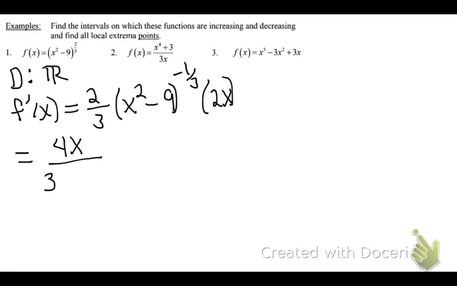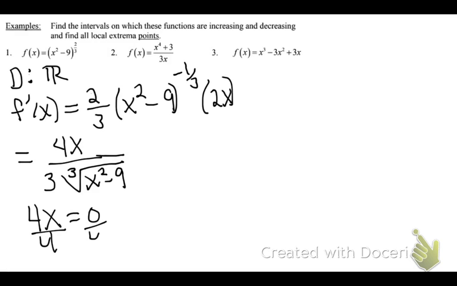and then if I bring that x squared minus 9 to the negative 1/3 down and convert it to a radical, that would be the cube root of x squared minus 9. Now it's important to look at our derivative in this way because when finding our critical numbers, we need where it's 0 and also where it is undefined. So the zeros are just going to come from setting the numerator equal to 0 and solving for x. So x equals 0 is one of our critical numbers.